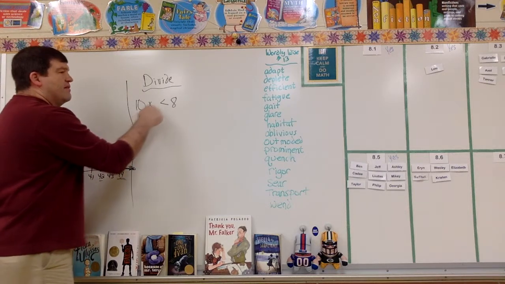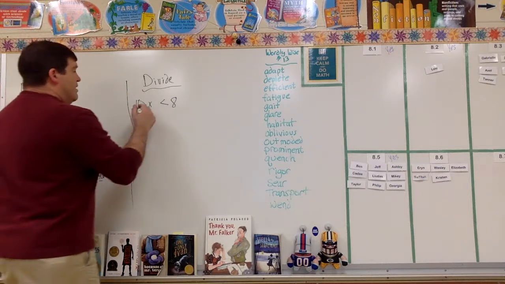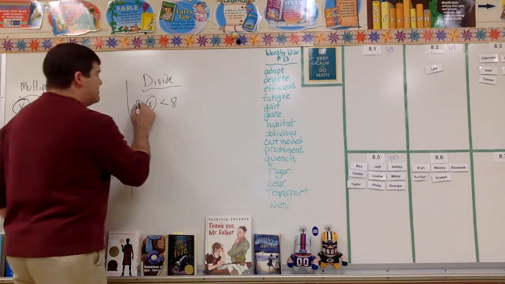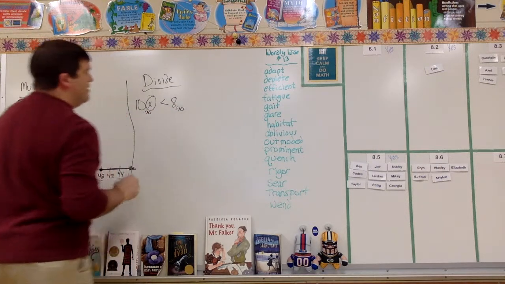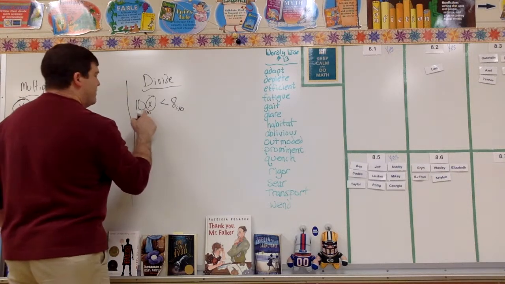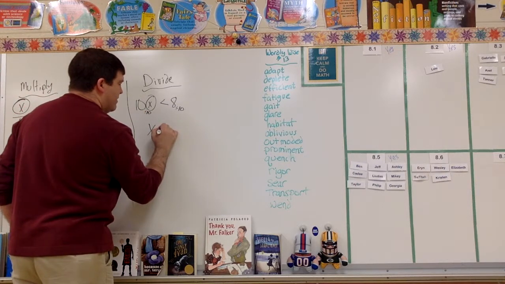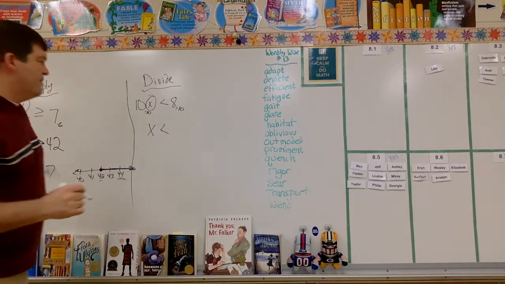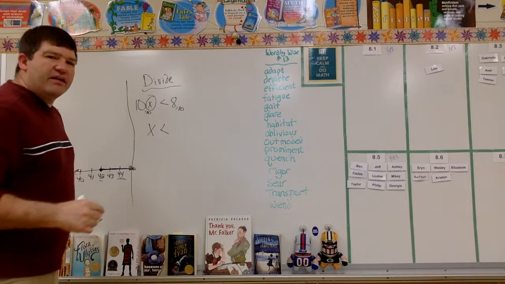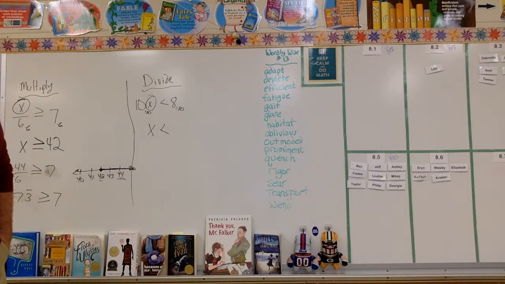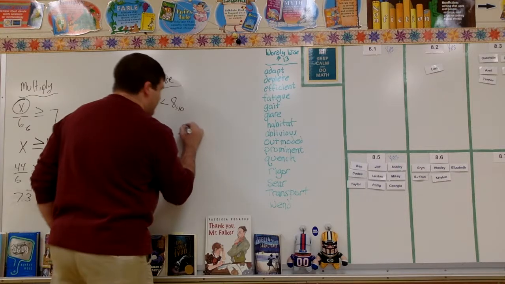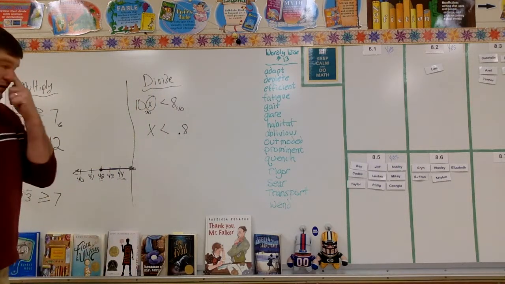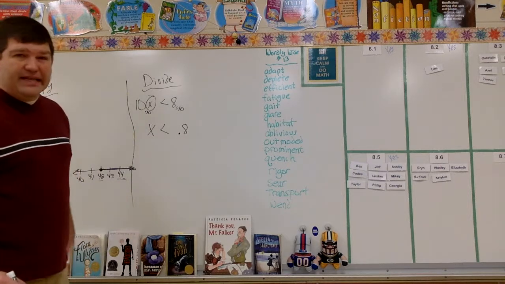We have 10 times x is less than 8. All right, so I want to find out what x is. It's times 10, so now I'm going to divide each side by 10. Okay? And I'm going to get x is less than 8 divided by 10, which is going to be 0.8. You could do it in a fraction if you want. I'm going to do it as a decimal, 0.8. All right? So x must be less than 0.8.